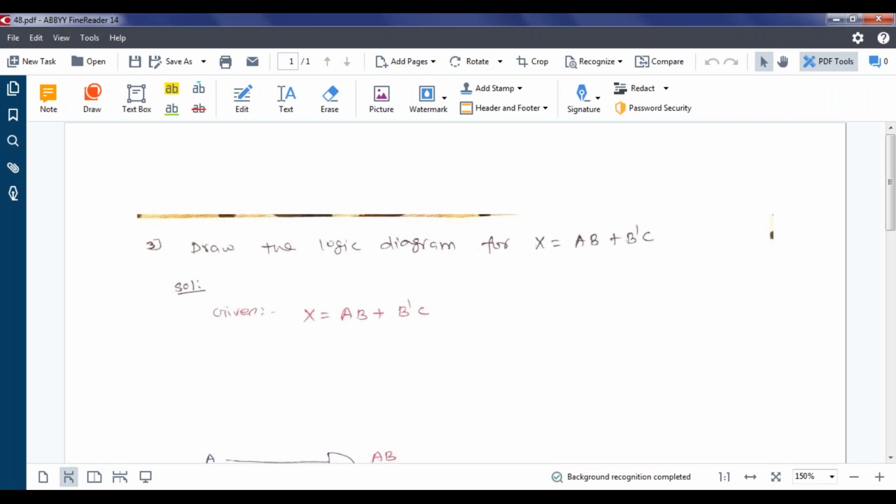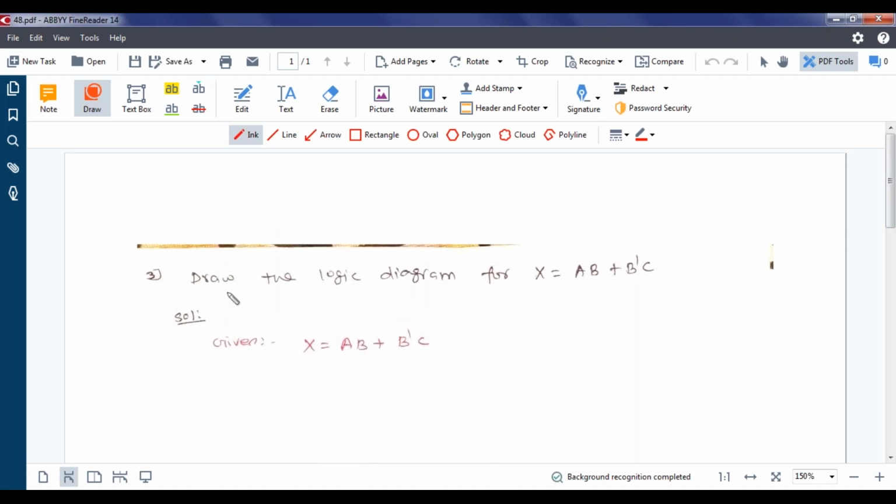Okay, next problem. Take down the next problem. This may be asked in 2 marks or 4 marks. Draw the logic diagram for capital X equal to AB plus B bar C. Take down the expression capital X equal to AB plus B bar C.